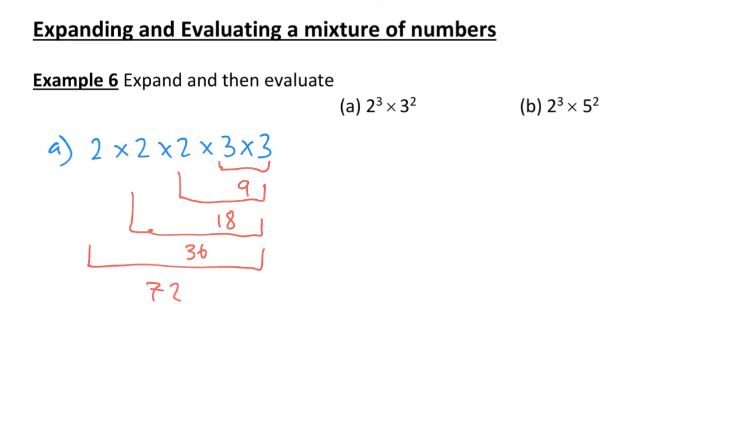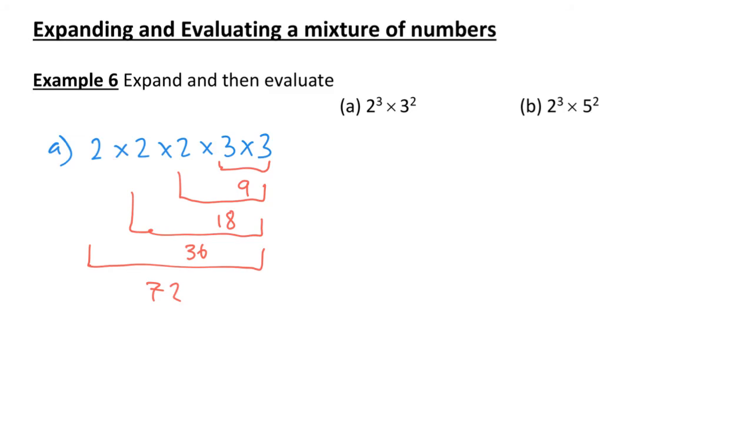Now you could have done it the other way, where 2 times 2 is 4, times 2 is 8, times 3 is 24, times 3 is 72. So the order doesn't matter, but in my mind anyway, 24 times 3 is a harder thing to do than 36 times 2.